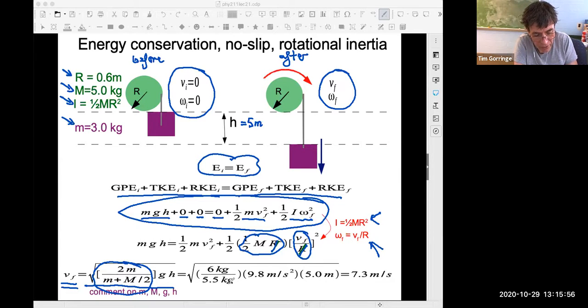I plugged in the various numbers, the 3 and the 5 kilograms for the mass of the bucket and the pulley, and I found the speed after falling this 5 meters. I haven't calculated it here, but this speed would be less than if I just dropped the bucket. If I dropped the bucket, the speed would be greater after falling 5 meters. If I release the bucket on the pulley, the speed is smaller than just dropping the bucket. Okay, well that was fun.